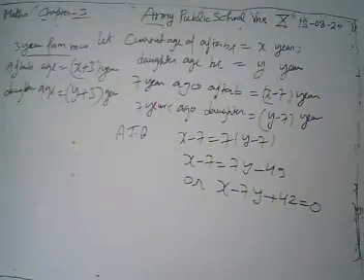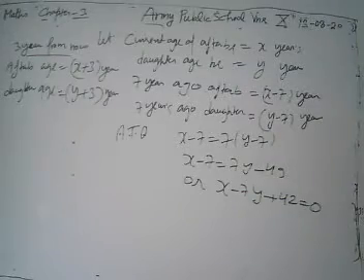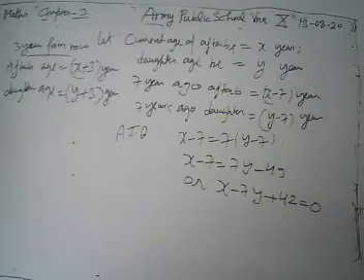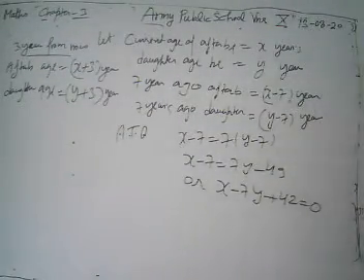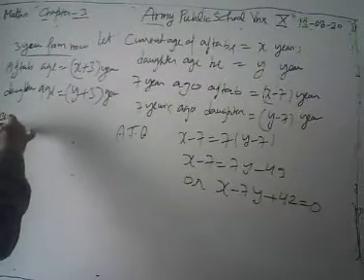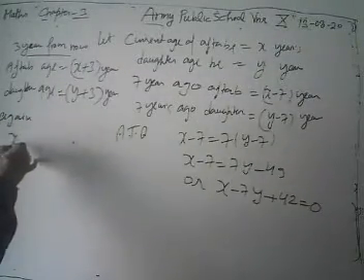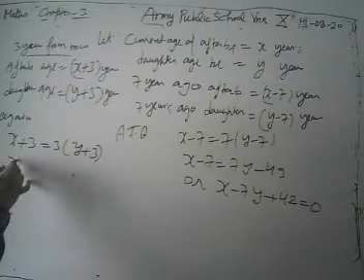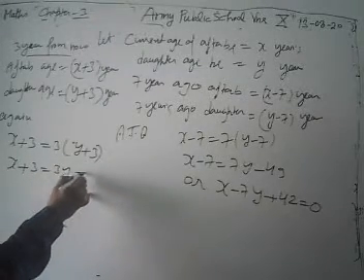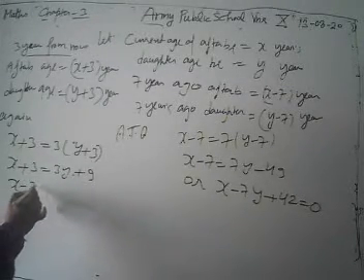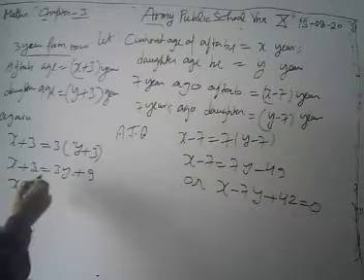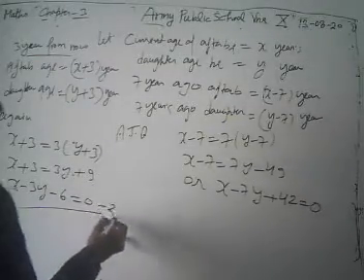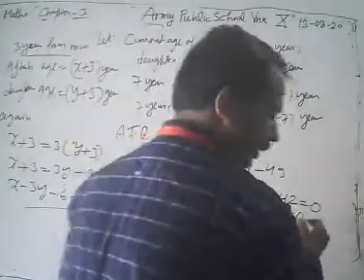But look at the condition now. Again, 3 years from now I shall be 3 times as old as you will be then. So from this condition we have x plus 3 is equal to 3 times (y plus 3). Now we solve this equation: x plus 3 equal to 3y plus 9, and x minus 3y minus 6 equal to 0. Look, this is our equation number 2, and this is our equation number 1.